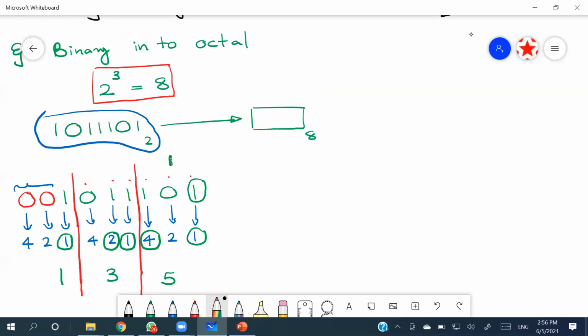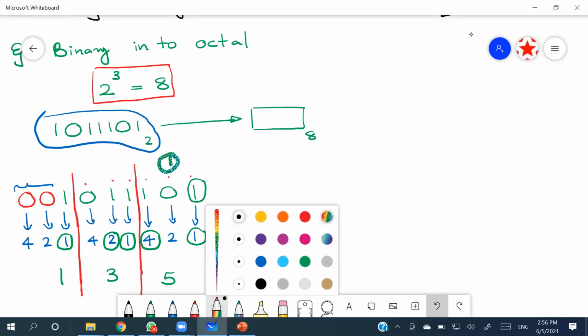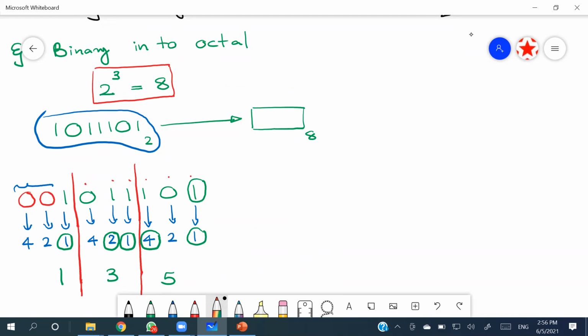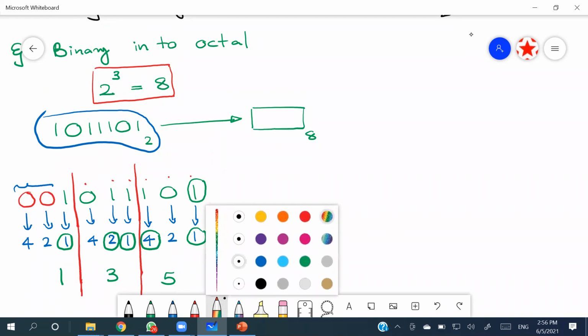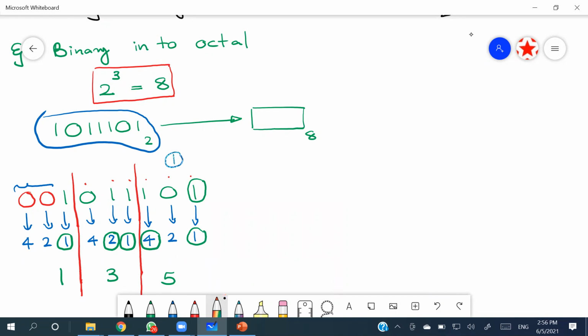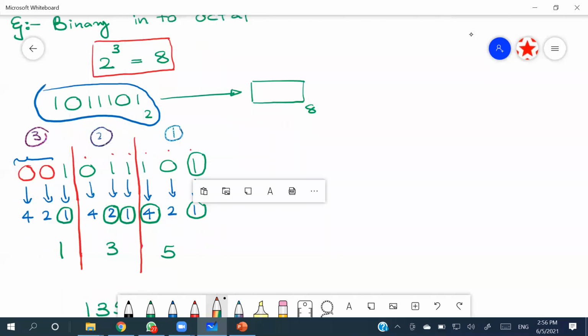This is going to be the first group. Oh my god, it's huge. Right, this is the first group, this is the second, and this is the third, right?